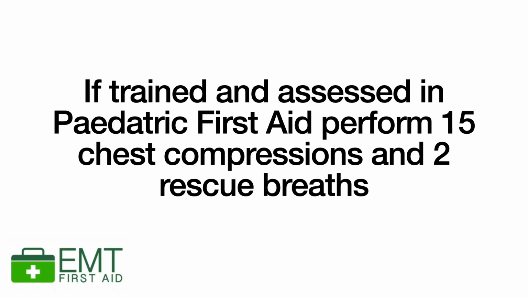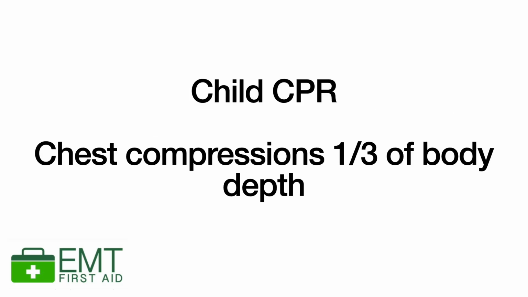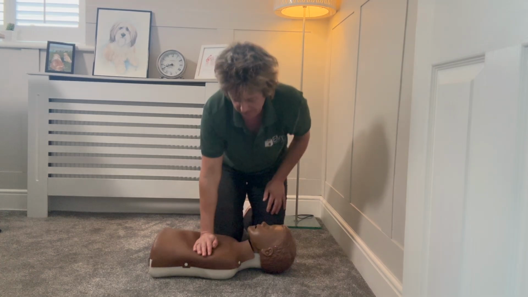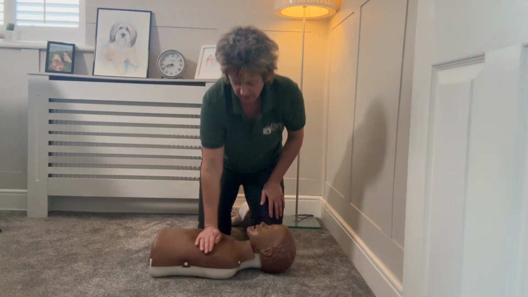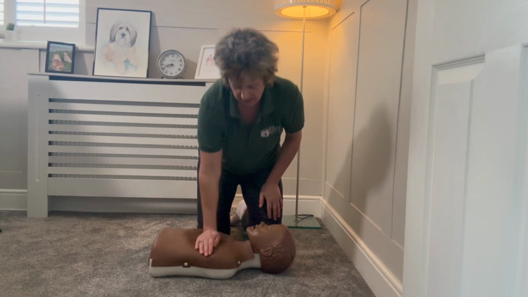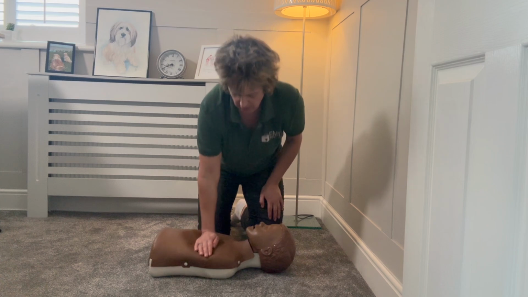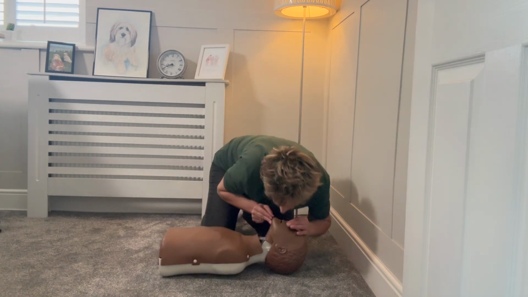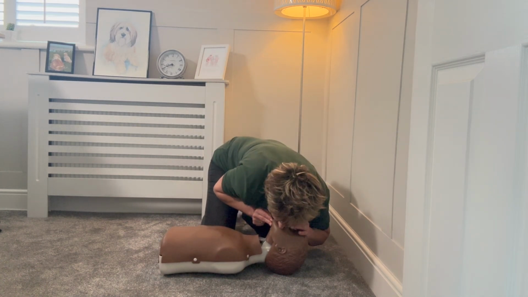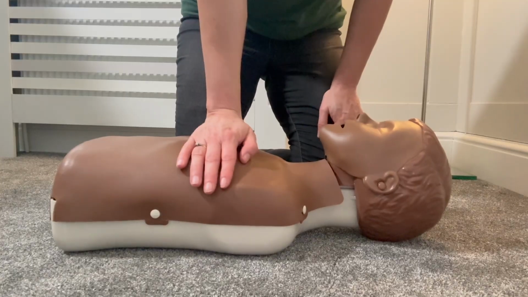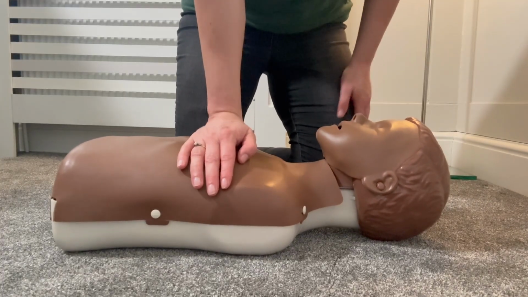After the 5 initial rescue breaths, we're then going to perform 15 chest compressions and 2 rescue breaths. Now, when it comes to a chest compression on a child, we're going to push down 1/3 of their body depth, using the heel of the hand on the centre of their chest. We're going to go at the speed of 100 to 120 compressions per minute. When you've done 15, you're going to then do 2 rescue breaths. It's only going to take you 5 seconds to give those 2 breaths.